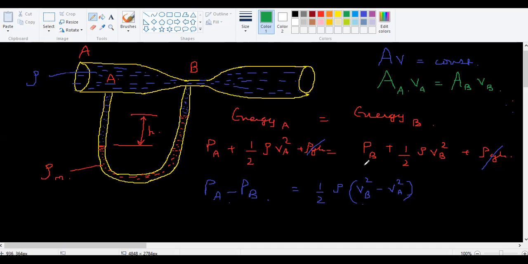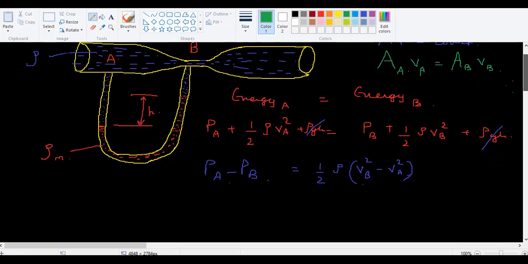So why would I do that? Because measuring the area is easy. Determining the area is very easy because I can take a simple scale or a vernier and calculate the diameter of the pipe. Once I know the diameter of the pipe, I can calculate the area. If I don't know the velocity here, let's see what we are interested in. We're interested in velocity at A, so what I can do is replace VB by VA.